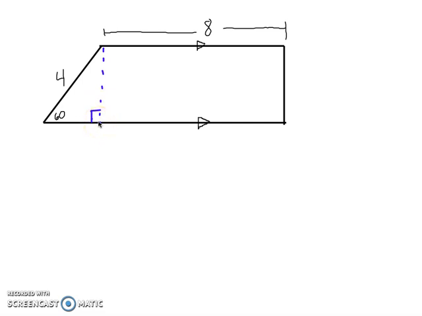So you'll need to interpret this one a little. If from here to here is 8, then from here to here would also be 8.